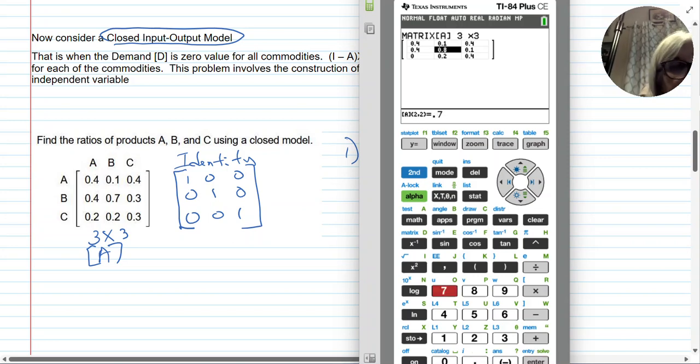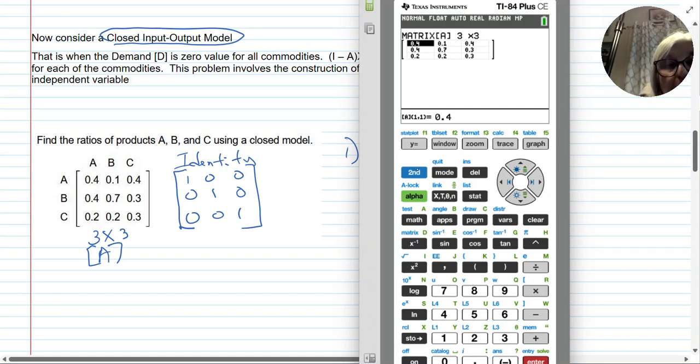Decimal 7, decimal 3, decimal 2, decimal 2, and decimal 3. Oops, back. Decimal 3. Okay, I'm going to double check I have all decimals, and I do.